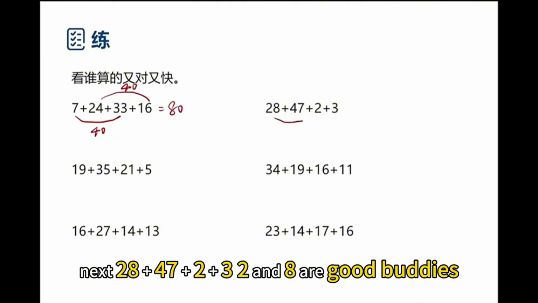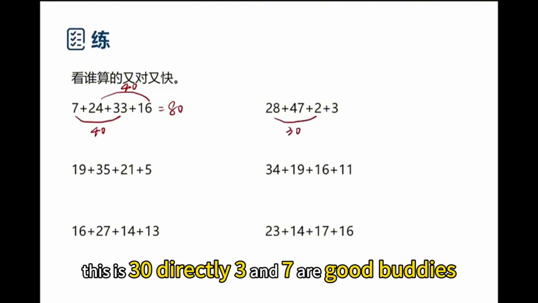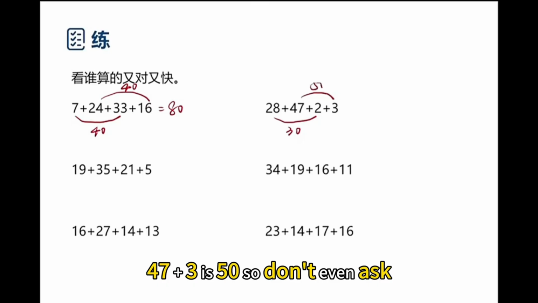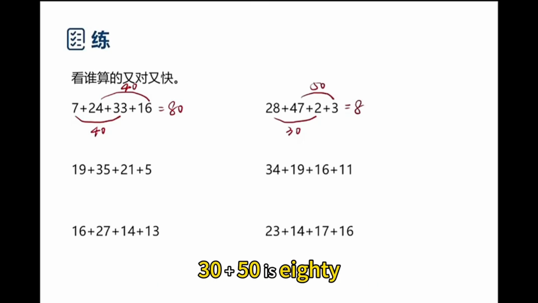Next, 28 plus 47 plus 2 plus 3. 2 and 8 are good buddies. This is 30 directly. 3 and 7 are good buddies. 47 plus 3 is 50. So don't even ask. 30 plus 50 is 80.